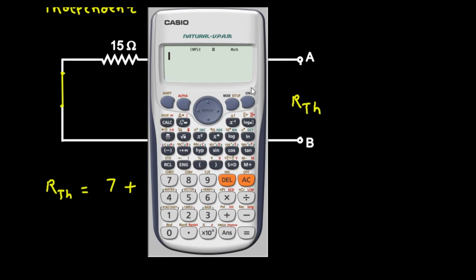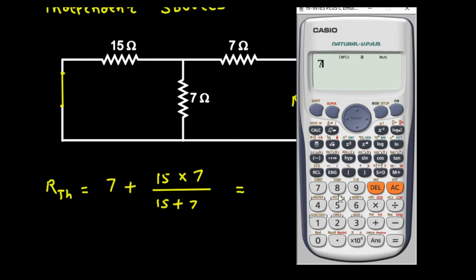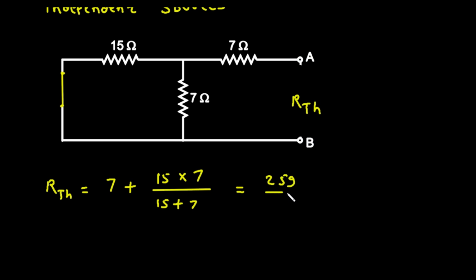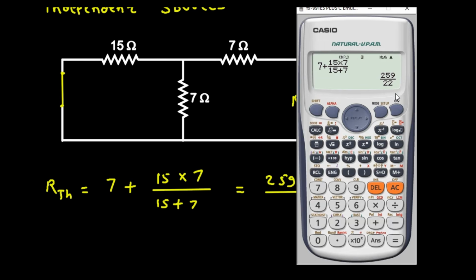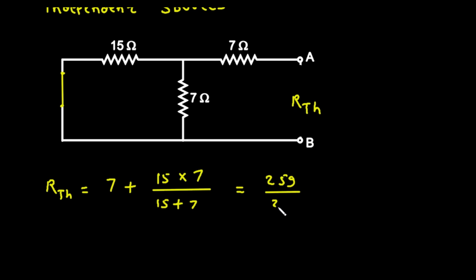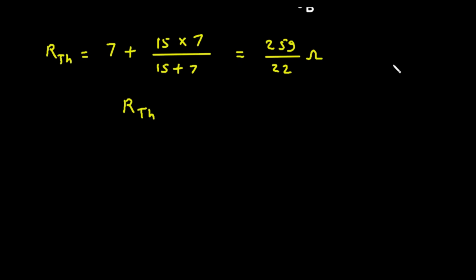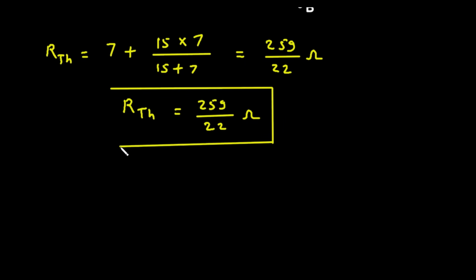So let's calculate this in the calculator. It will be 7 plus 15 into 7 divided by 15 plus 7. So it is equal to 259 divided by 22. Now we will keep this value as it is to get the precise answer. So RTH is equal to 259 divided by 22 ohm. This is the value of RTH.